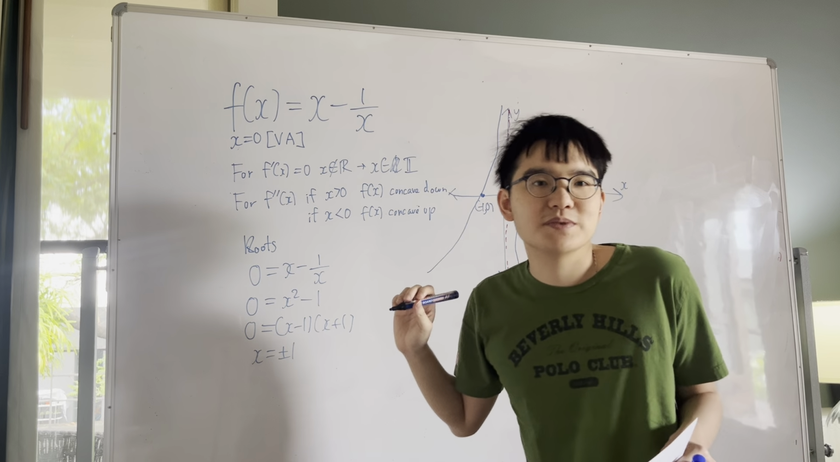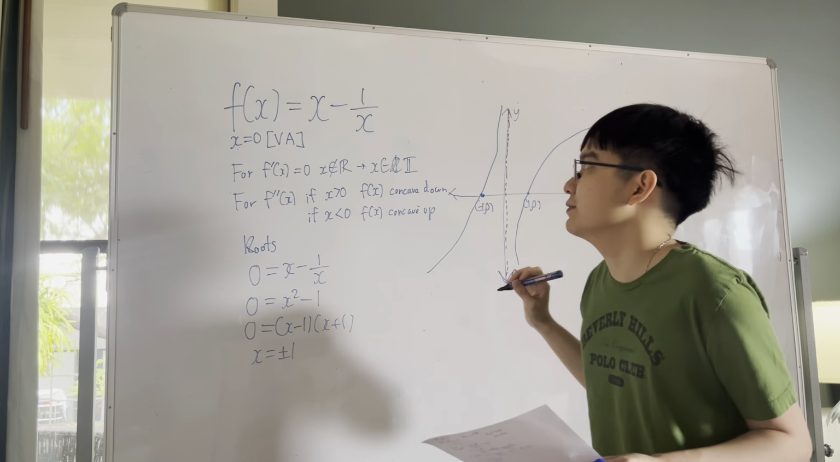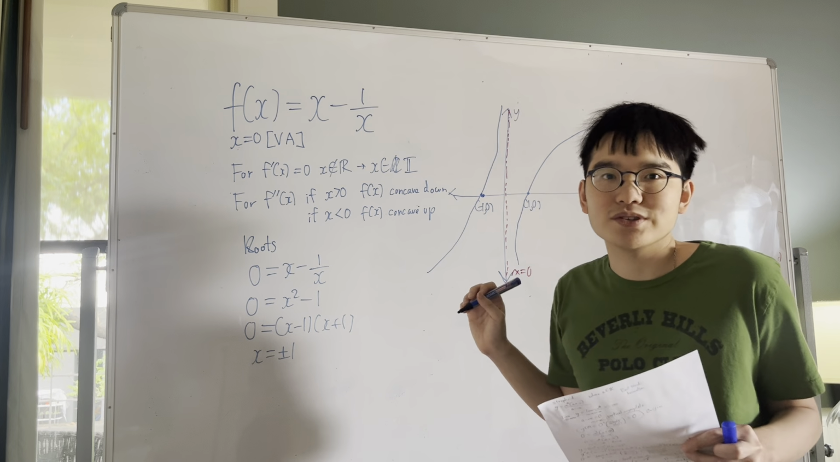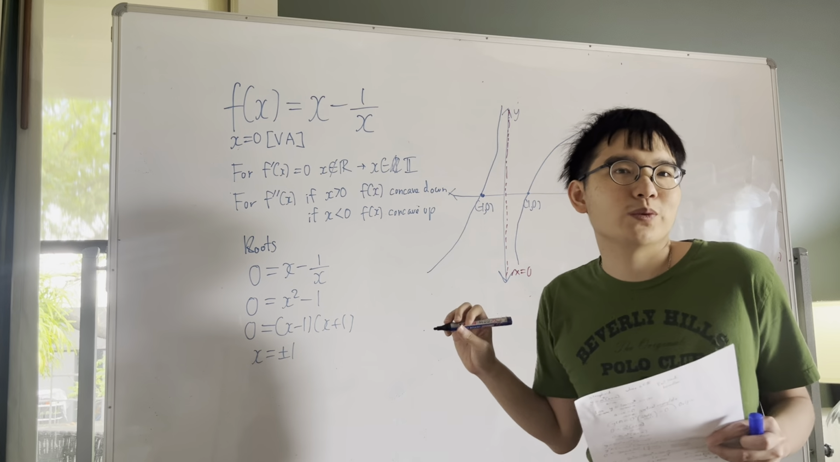And if you check on Desmos, that is exactly what the graph f of x equals x minus 1 over x looks like. So yeah, there's one working example.